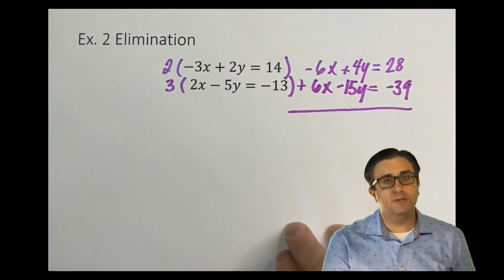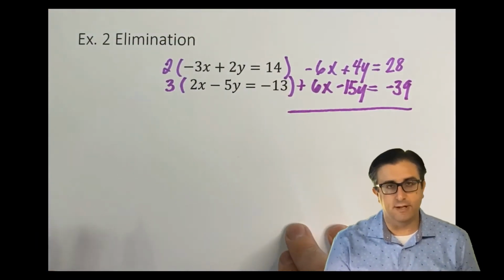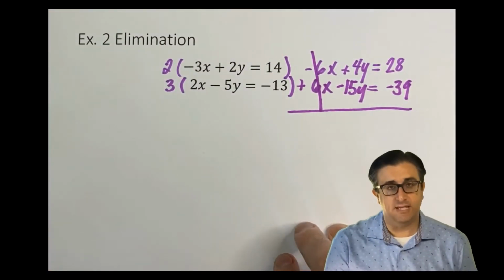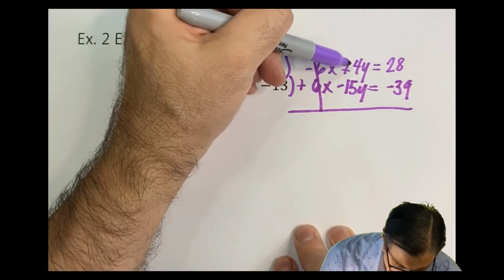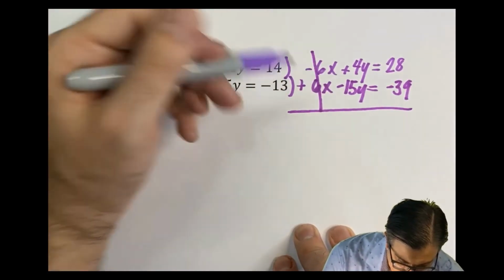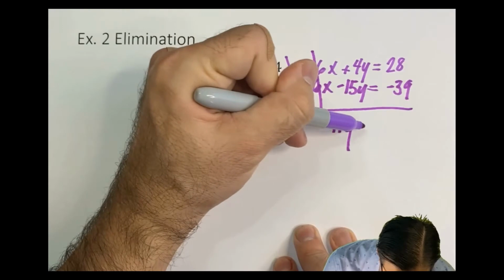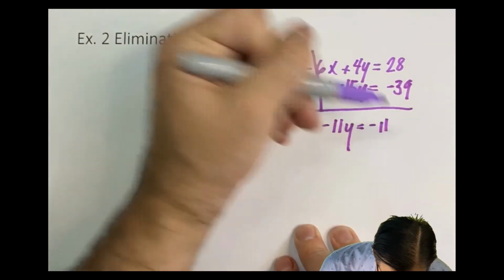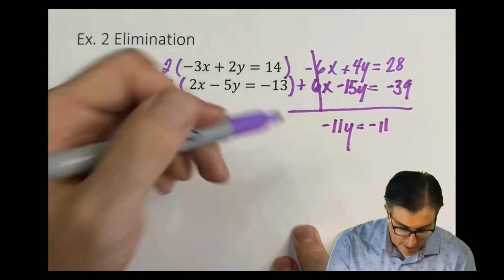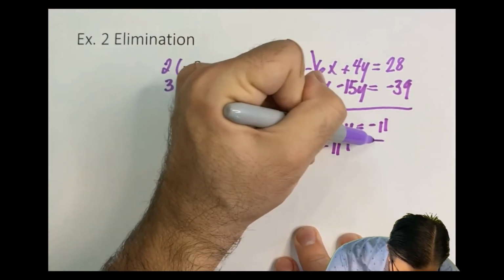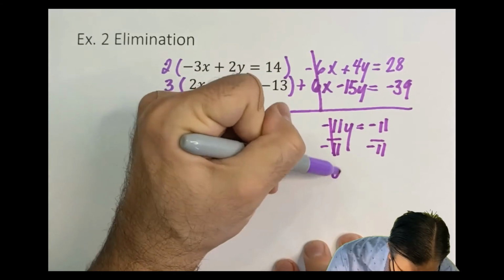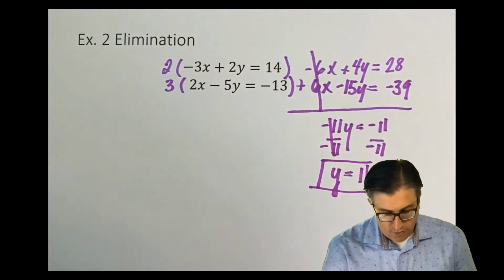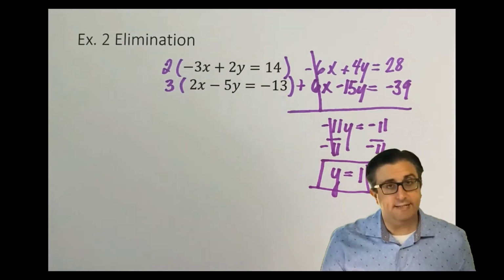Now, if a variable does not cancel, you need to do it over because it didn't go right. But I do notice that negative 6x and positive 6x cancel. 4y plus negative 15y is negative 11y. And 28 plus negative 39 is also negative 11. I'm at a one-step equation. You should always be at a one-step equation, so I divide by negative 11. And y equals 1.